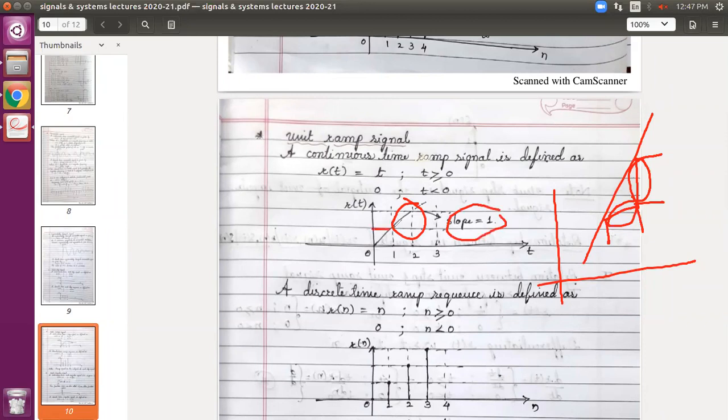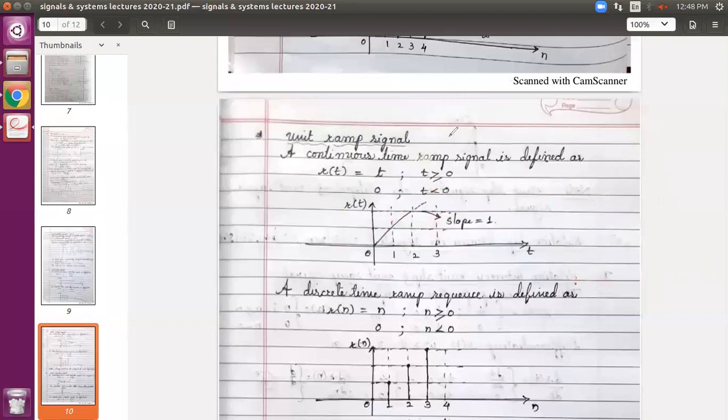Because if you check this block, the horizontal and vertical length is 1, 1 only. Here, horizontal is 2, vertical is 2, 2 by 2, 1. Again, horizontal is 3, vertical is 3, 3 by 3, 1. Slope is equal to 1. Because the slope is 1, it is called a unit ramp signal. Very good. So let us continue with discrete time.